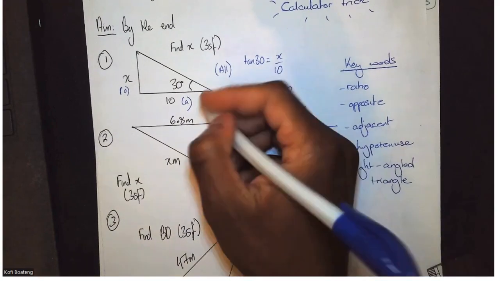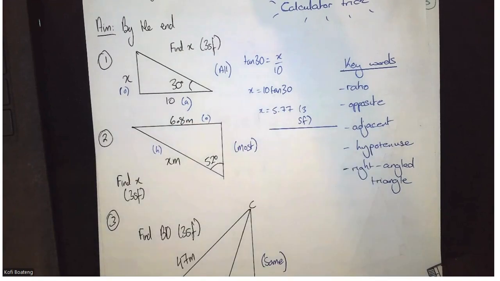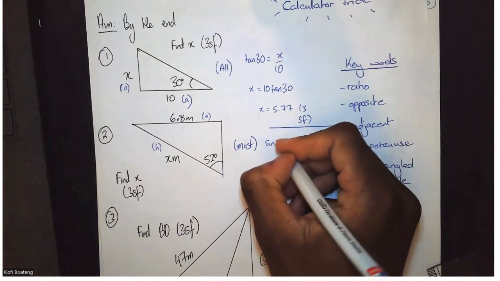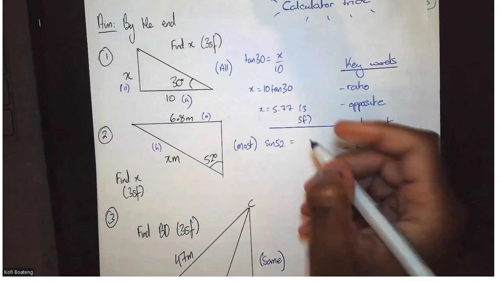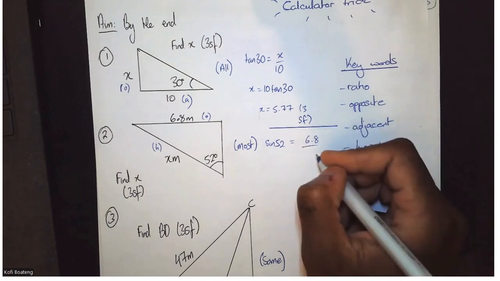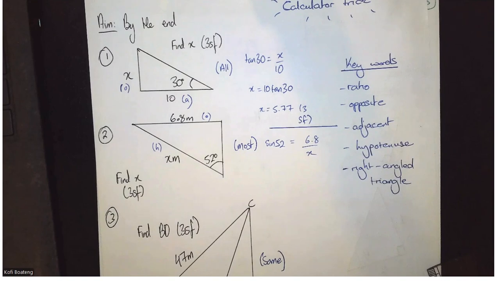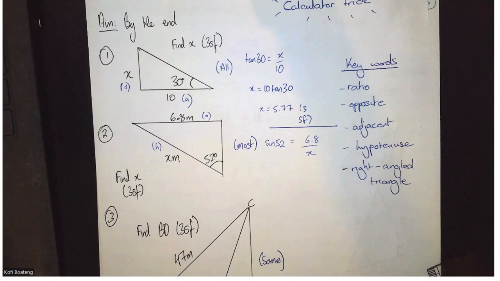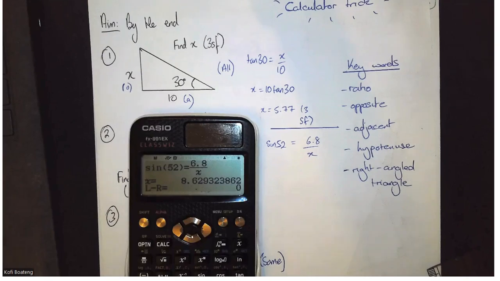So next one, again, this is the opposite, and this is the hypotenuse. The one that uses opposite and hypotenuse is SOH, or sine. So sine of 52 is equal to the opposite, 6.8, over the hypotenuse, which is x. So this is one where the denominator has our variable x. At this stage, I'm going to check the calculator. I've used the function I was talking about before to solve equations, and I know I'm working towards 8.629. If I get an answer that's not that, I know I've made a mistake.